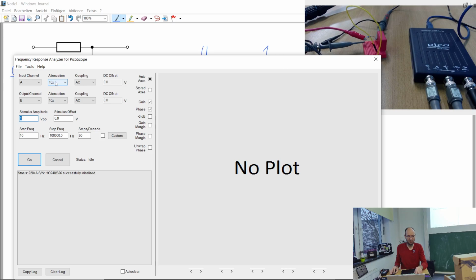Here we can now do some settings. For channel A, I've used an attenuation of 1. Also for channel B, I've used an attenuation of 1 at the probe. AC coupling is meaningful for what we would like to do here. Then we can set the range from 10 Hertz to, this is 100 kilohertz, if we just go to 10 kilohertz, and 50 steps per decade. We should have fairly similar settings.